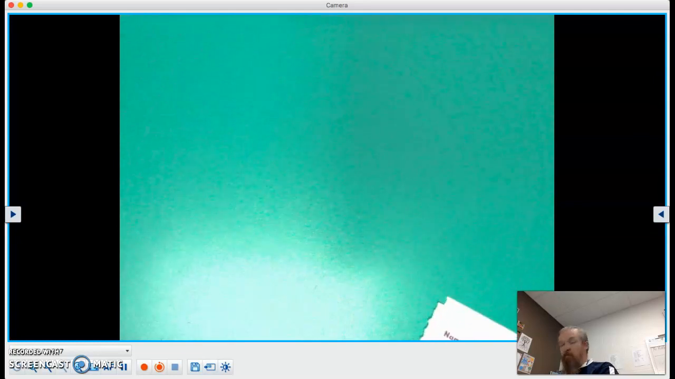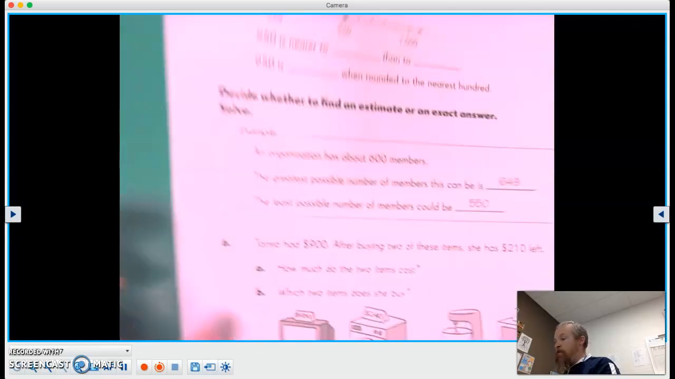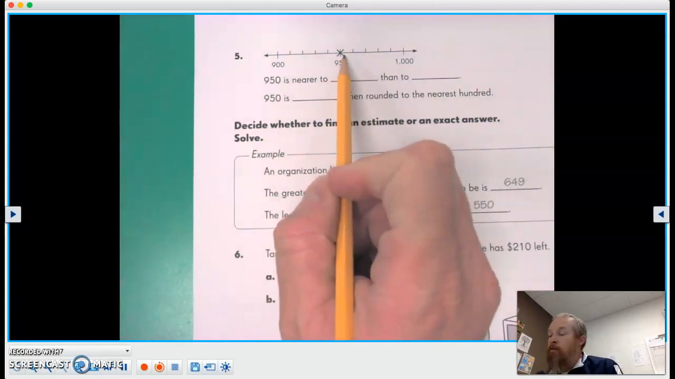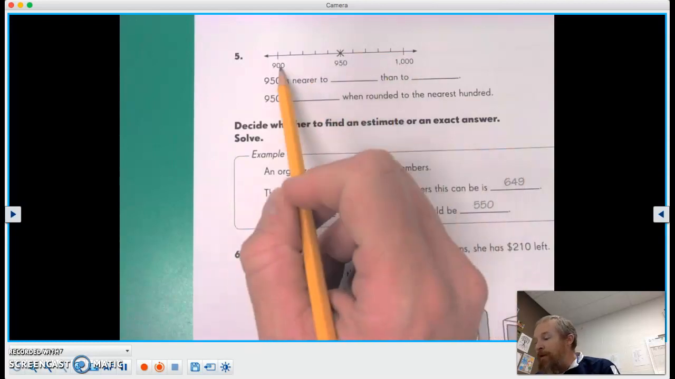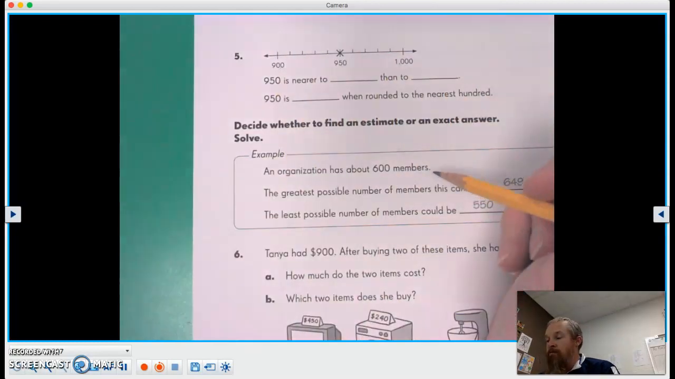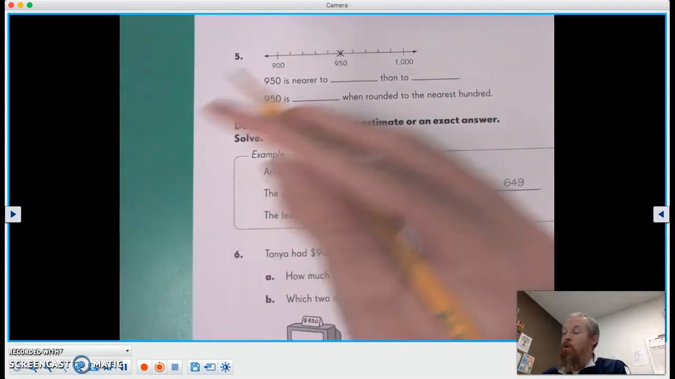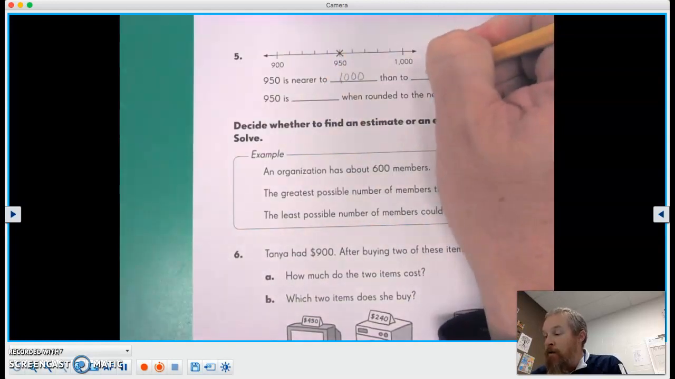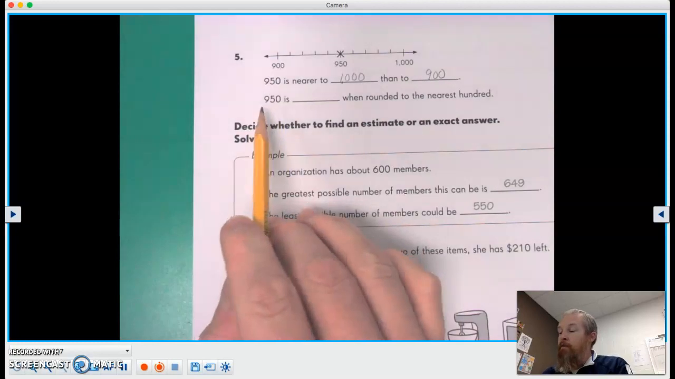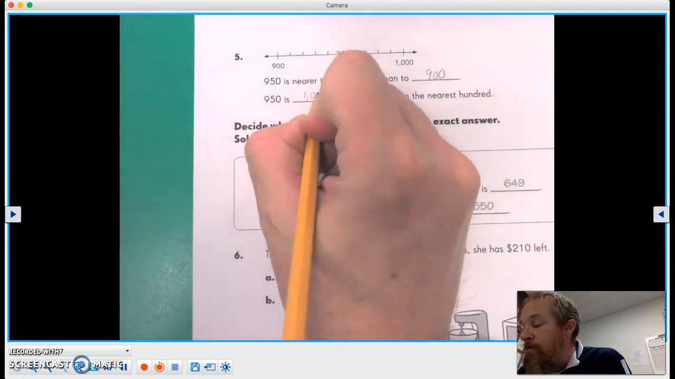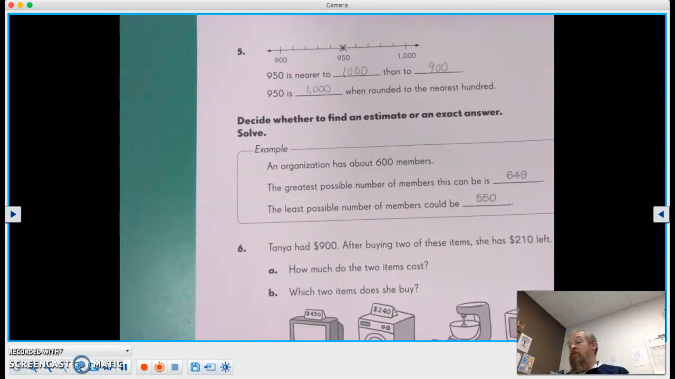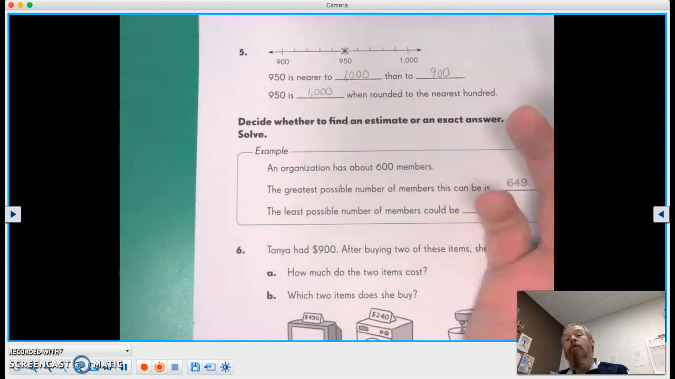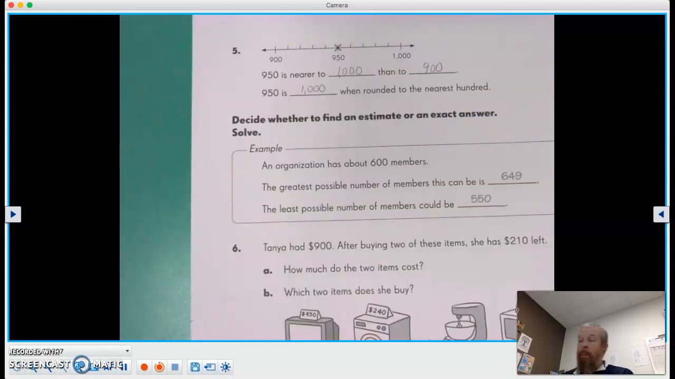Okay, let's go ahead and turn the page and go to page 28. Let's do this one. This one is right in the middle, isn't it? It's really right in the middle between 900 and 1,000. But watch, we're still going to put down 1,000 on that. So 950 is 1,000 when rounded to the nearest 100. The reason we do that, again, is 5 or more raise the score. We're going to round up on that. Okay?